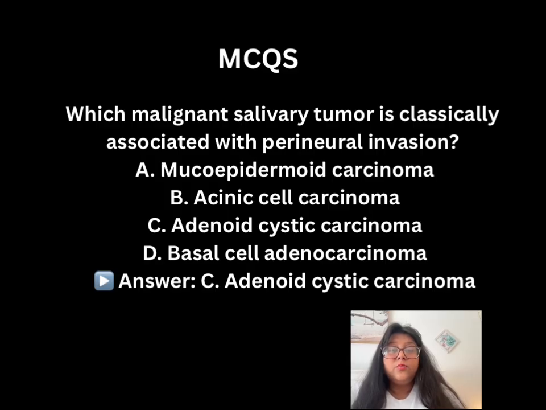The next question is which malignant salivary gland tumor is classically associated with perineural invasion? There are four options given to you: mucoepidermoid carcinoma, acinic cell carcinoma, adenoid cystic carcinoma, and basal cell adenocarcinoma. Here they are asking about classical association with perineural invasion. I have told you in my lecture that that is adenoid cystic carcinoma. So the answer is option C, adenoid cystic carcinoma.